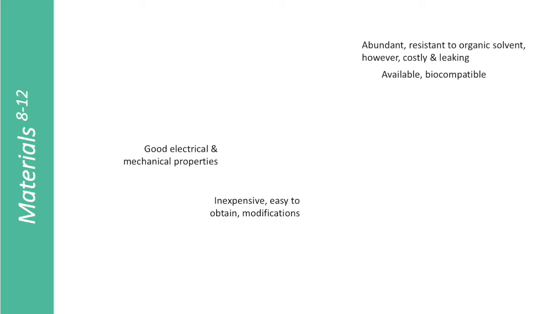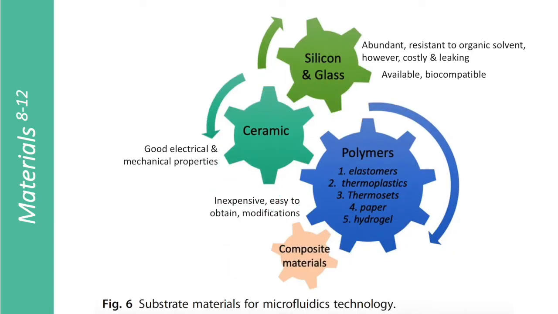We move on to study the materials that make up the microfluidic device. The most common materials that are usually used include silicon and glass, ceramics, polymers, and composite materials made of organic and inorganic substances. Now, the reason why these are the most common materials used is due to their properties. For example, silicon is abundant and resistant to organic solvents. However, it's costly and leaking, so perhaps it's not always the first option.